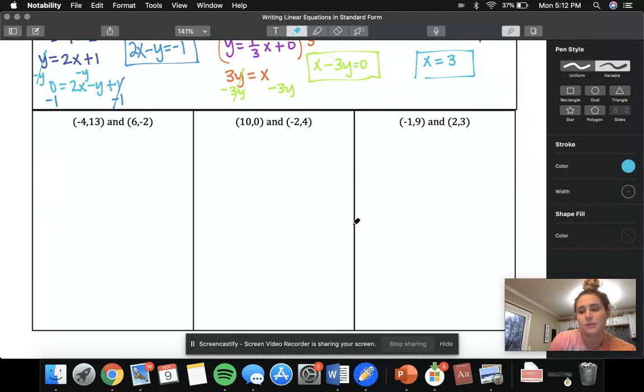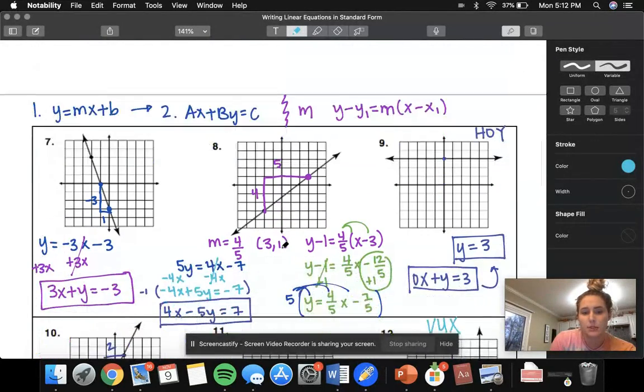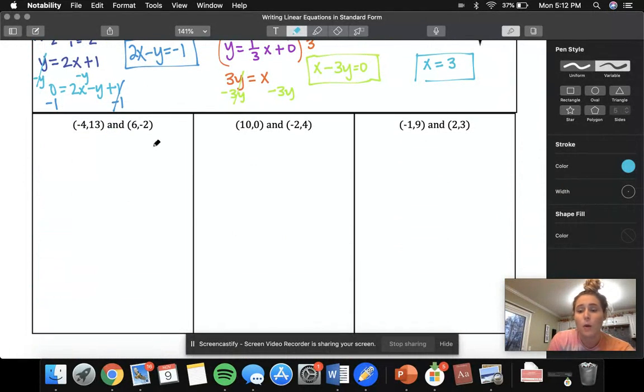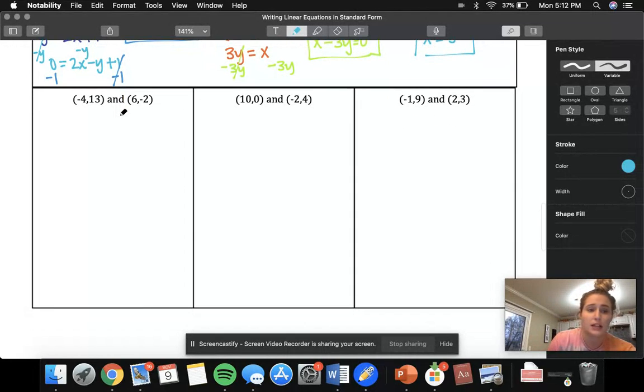Okay, the very last problem is very similar to this one with a graph where we couldn't see the y-intercept, so we had to calculate it. I don't see the y-intercept, but I can calculate the slope and use point slope to help me do that. So the first thing I'm going to do is calculate the slope. I'm going to find the change in the y's over the change in the x's.